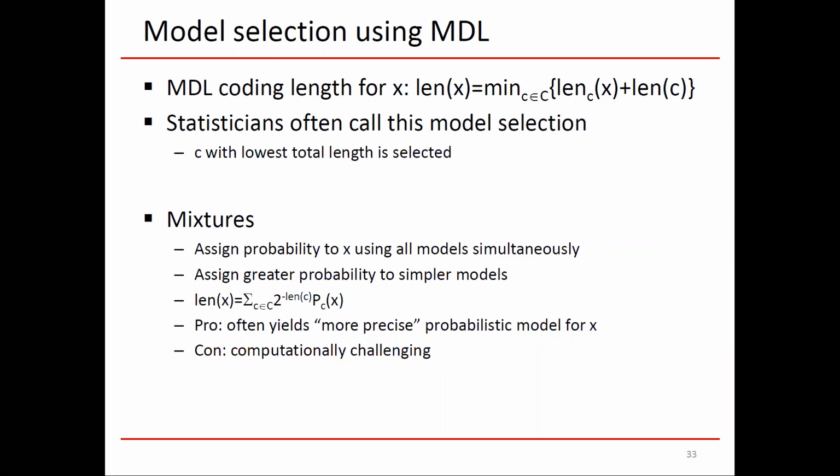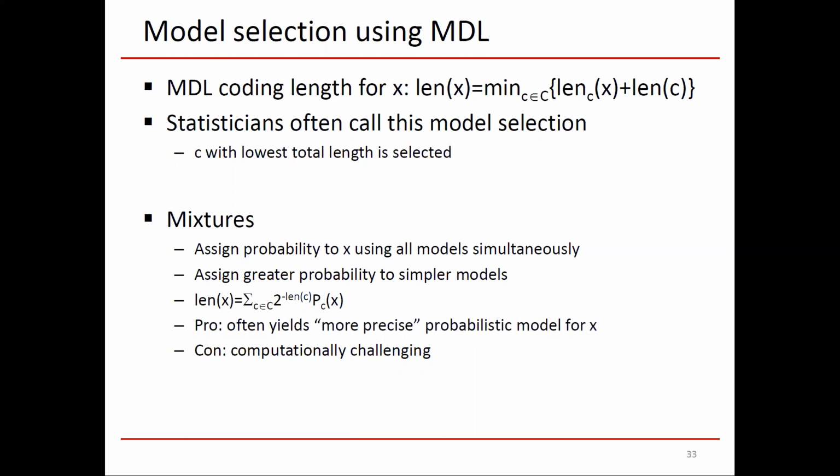Again, the MDL coding length for X minimizes the length given C of X plus the length of C, where we've seen that this has a correspondence to maximum a posteriori, where the length of C is the probability for the model of C, and the length for X given C corresponds to the probability of X given C.